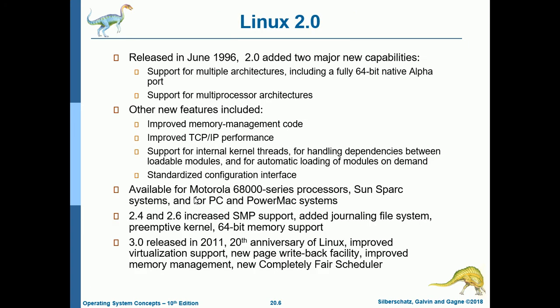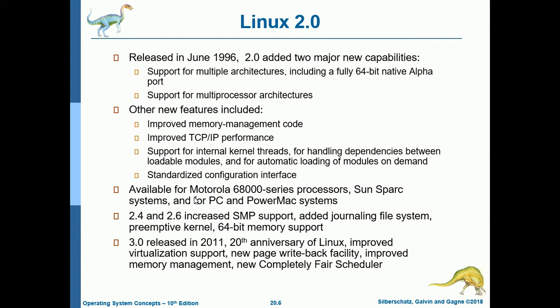So we have the other version, the major revision, Linux 2.0. It was released in June 1996. Version 2.0 added two major new capabilities: support for multiple architectures, including a fully 64-bit native Alpha port, which is a patch to the Linux kernel, and support for multiprocessor architectures. So as early as 1996, they already had this 64-bit port and multiprocessor architectures.